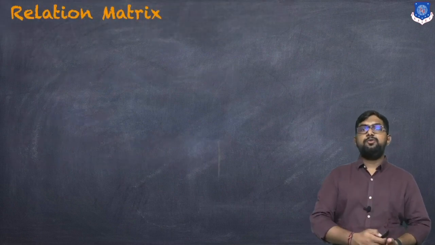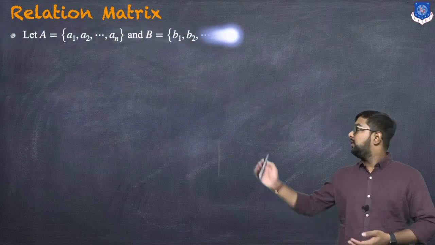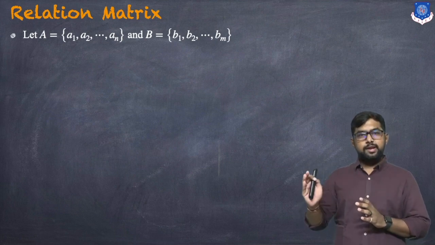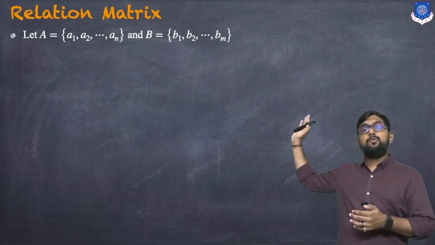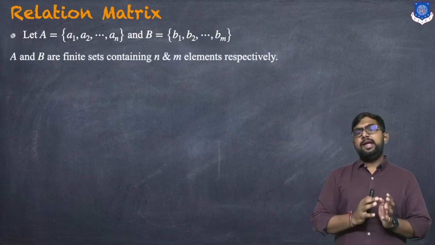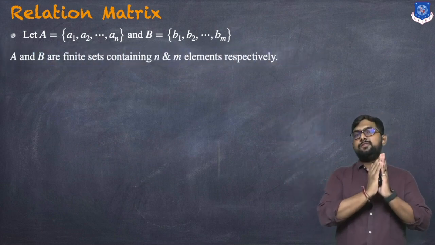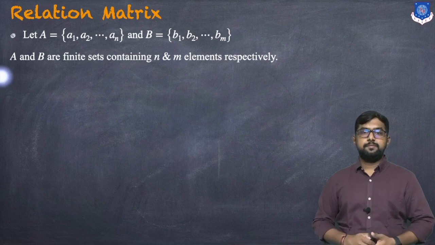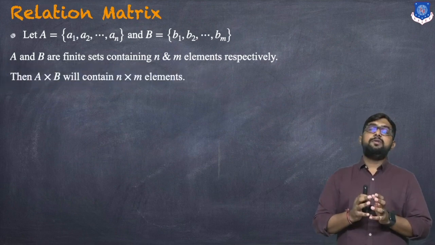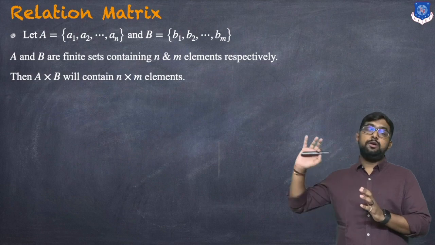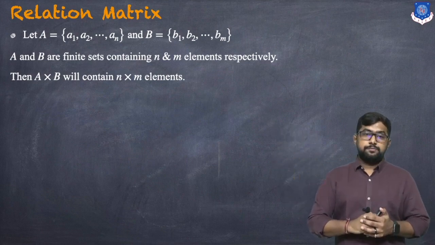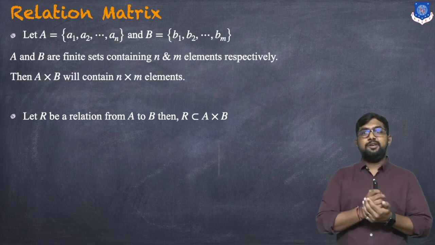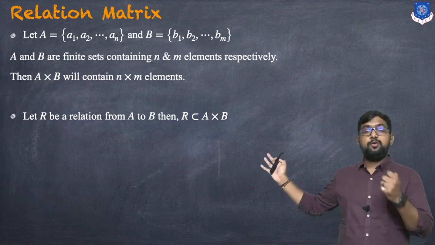Now let us discuss how to find a relation matrix. Let capital A equal {A1, A2, up to An} and B equal {B1, B2, up to Bm}, with the entries given in general form. So A and B are finite sets, the first containing n elements and the second containing m elements respectively. Then A cross B, the whole Cartesian product, will contain n times m elements. Now let R be a relation from A to B; then by definition it is a subset of the set A cross B.